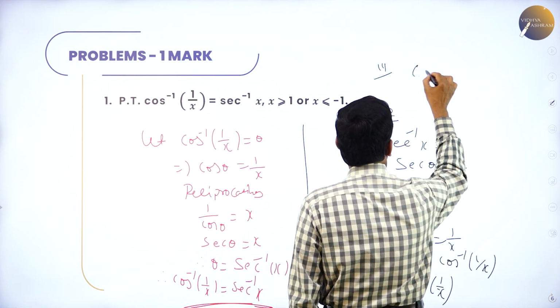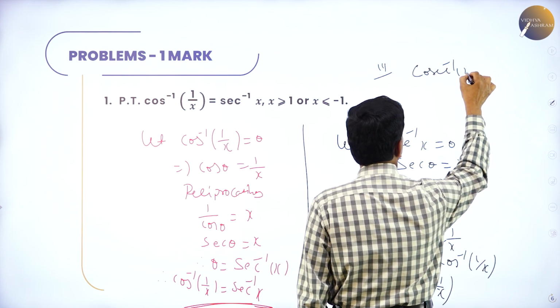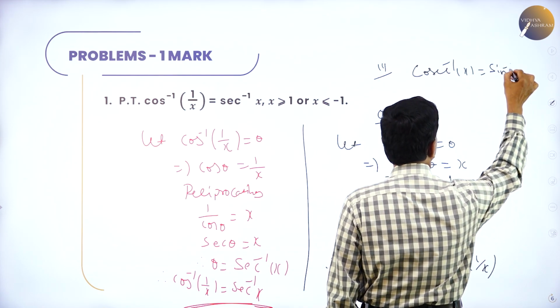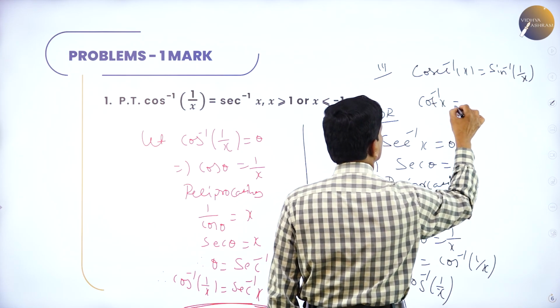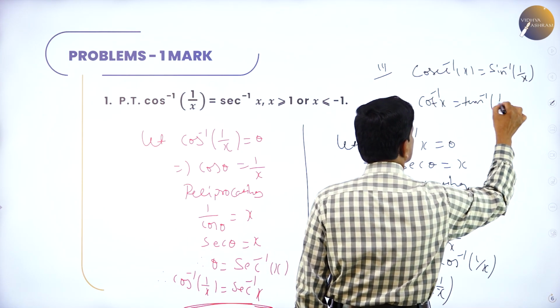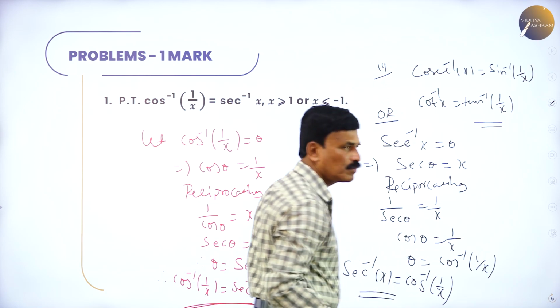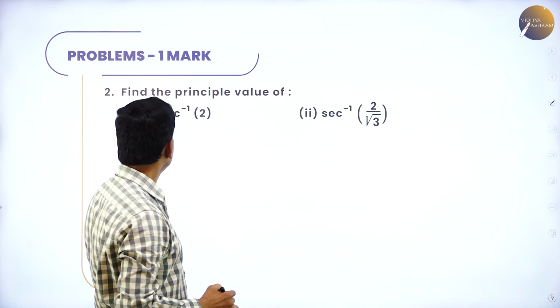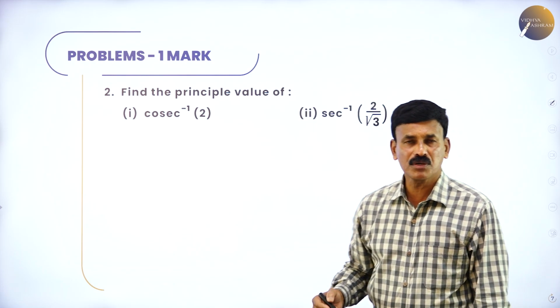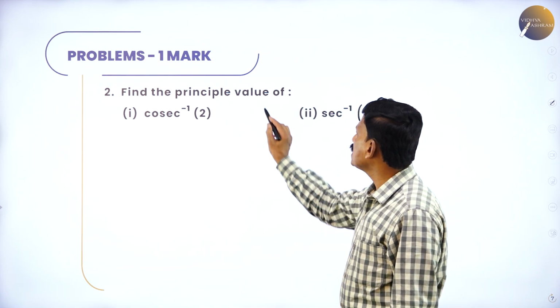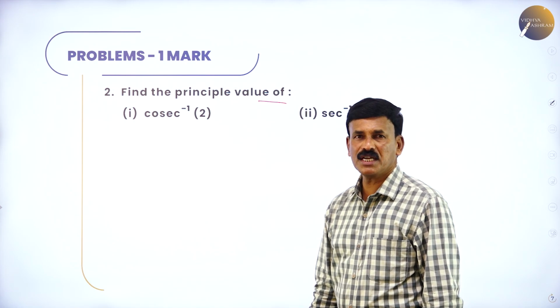Similarly, cosecant inverse x can also be written as sine inverse of 1 over x, and cot inverse x is also equal to tan inverse 1 over x. These are the properties. Now, move on to the problems. 1 mark problem. These are very important type of problem for 1 marks. Find the principal value of cosecant inverse 2.